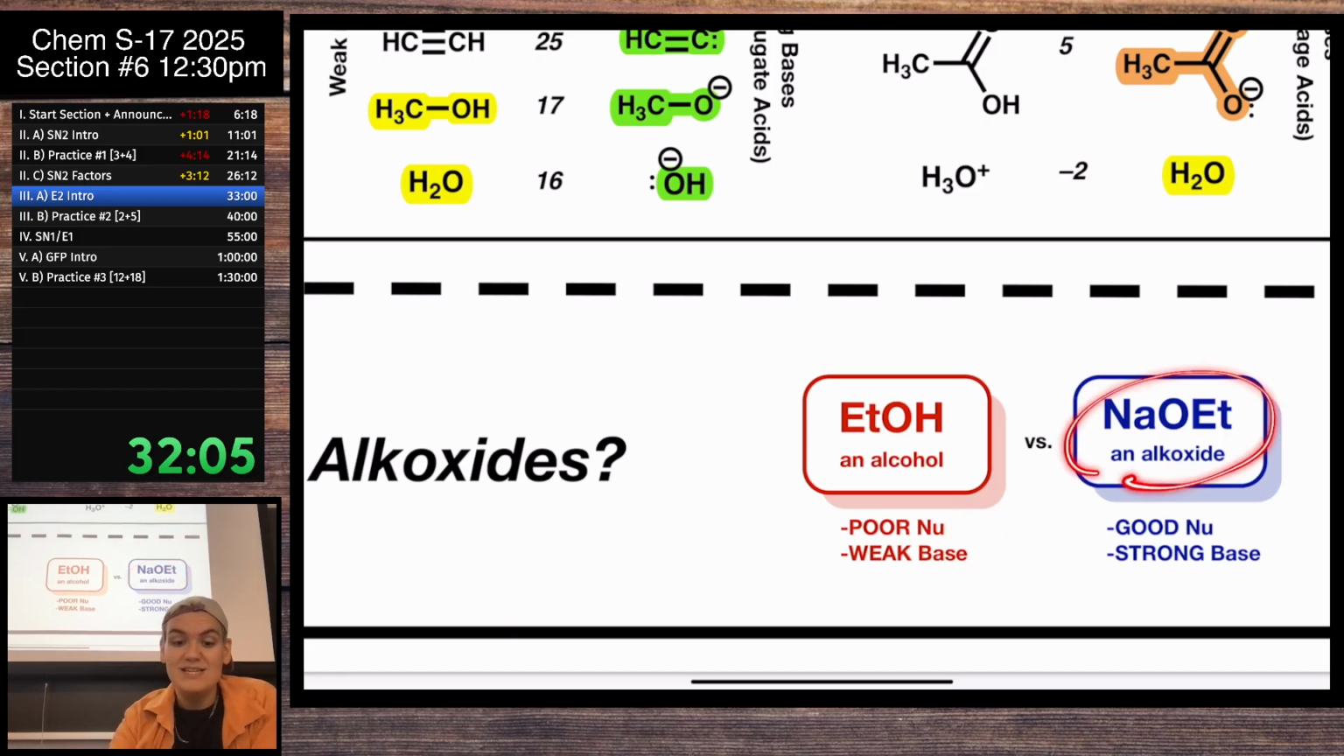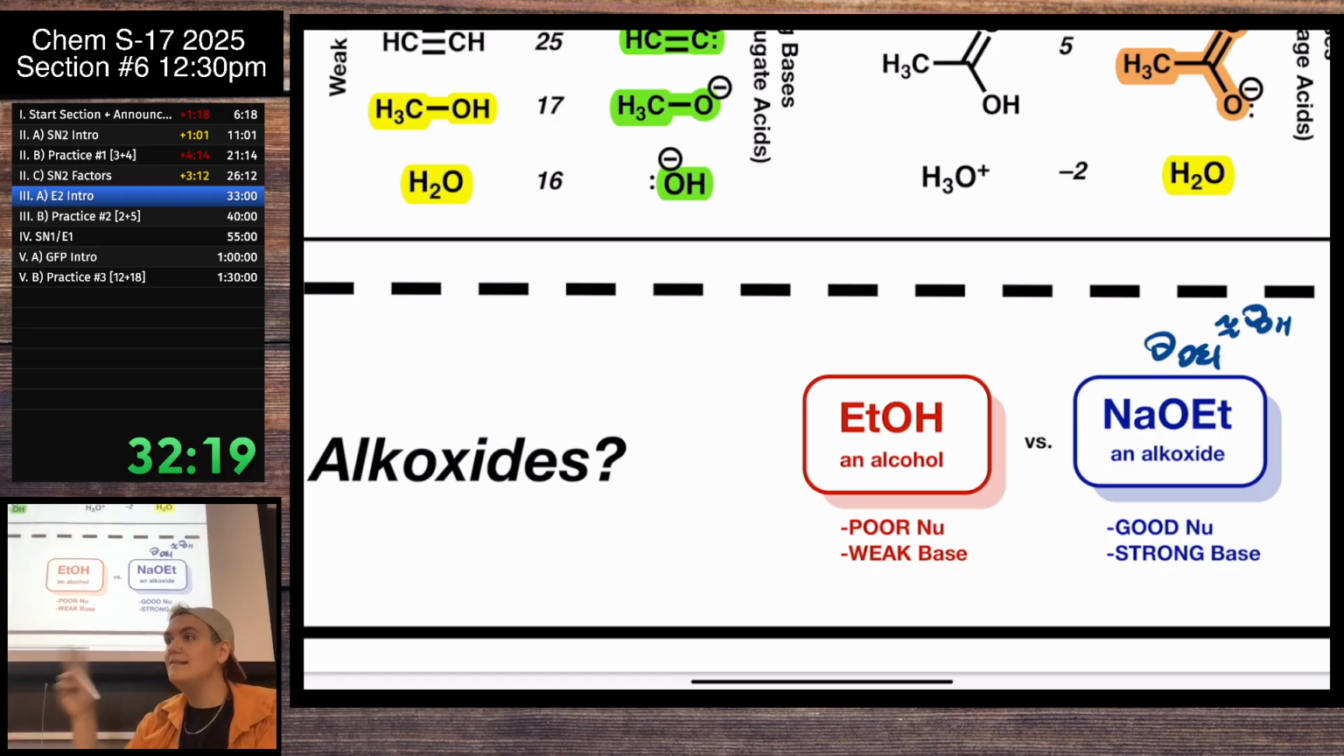Alkoxide, like OEt minus, which is kind of like OH minus, is a base that will corrode you. It reacts with a lot of stuff. It is a good nucleophile and a strong base. And so that is an important distinction to be able to clock: when is it an alcohol versus an alkoxide, because they have very different reactivities. Is that okay?